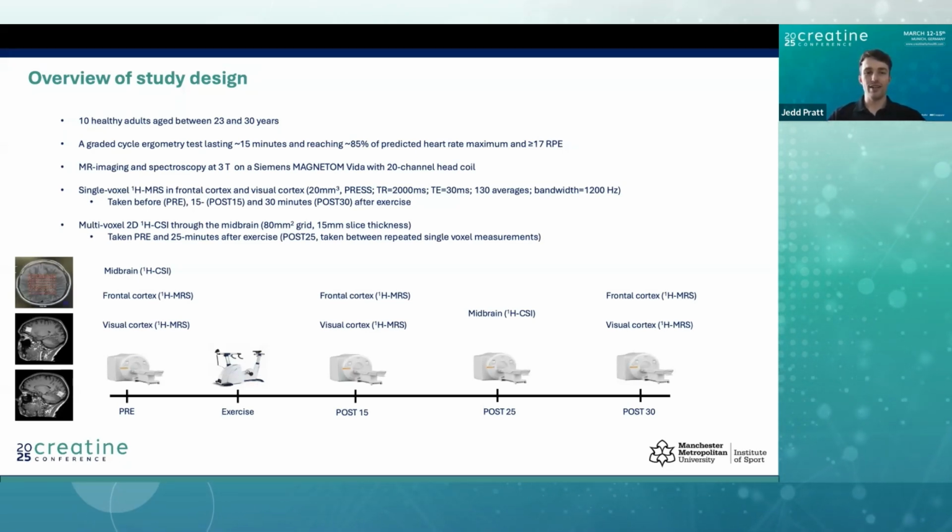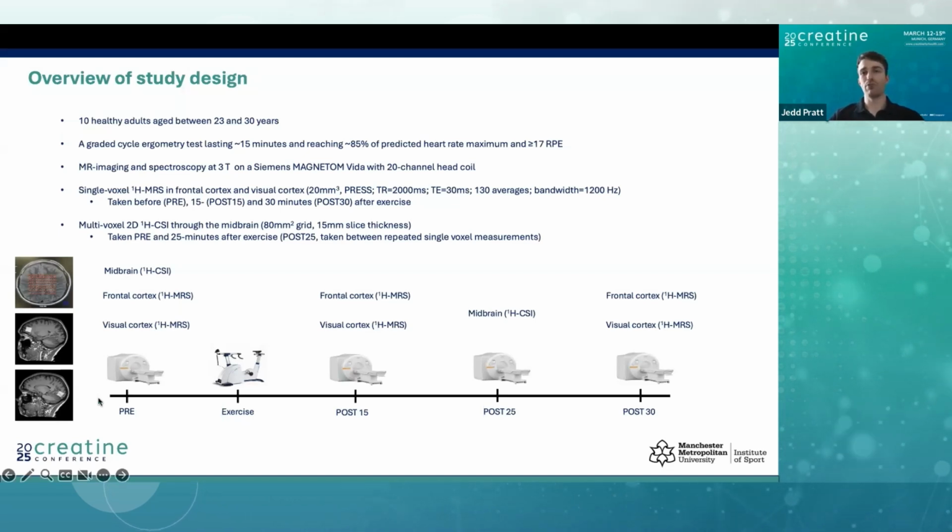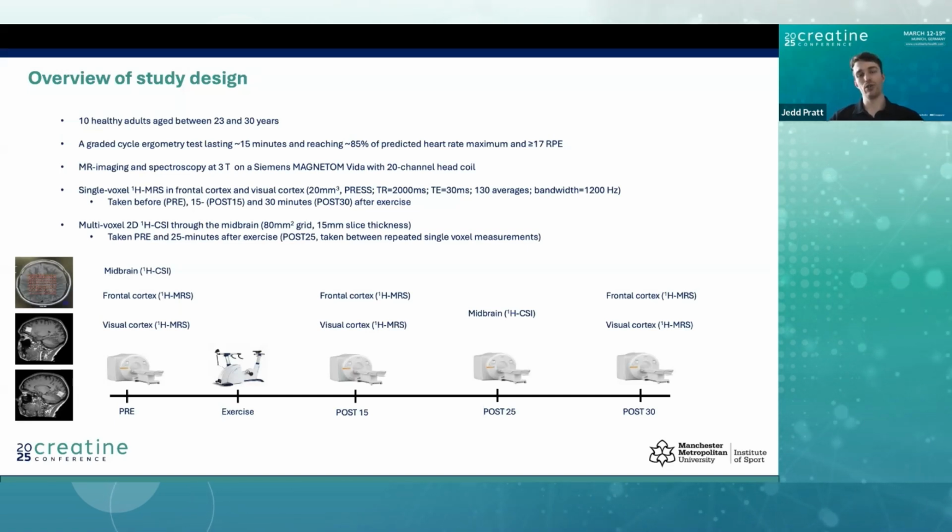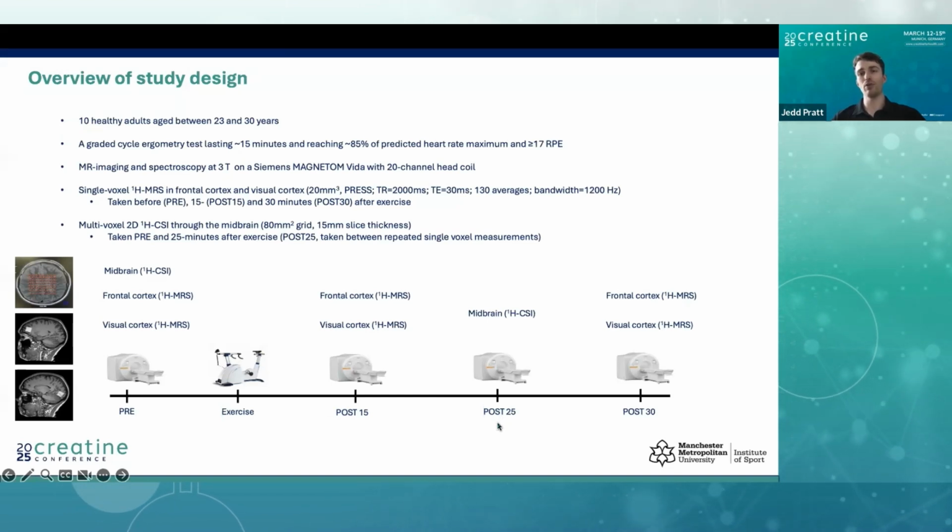So in terms of the actual study design, we have the pre-measurements. So we get the person into the scanner, we take our single voxel spectroscopy in the frontal cortex and the visual cortex, and our multivoxel chemical shift imaging in the midbrain. We then get them out of the scanner. They go through this exercise test that we just detailed. And then immediately after the exercise, they're back into the scanner. They have the structural scan taken again, relocalized the voxels, and they have at 15 minutes post-exercise their first single voxel measurement in the frontal cortex and the visual cortex. We then follow this with the multivoxel CSI, and this occurs at approximately 25 minutes post-exercise.